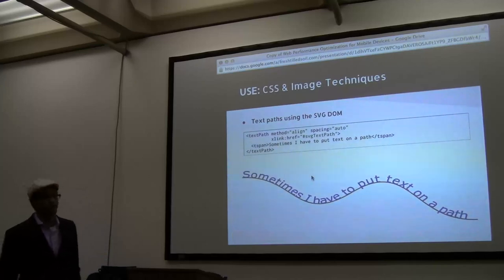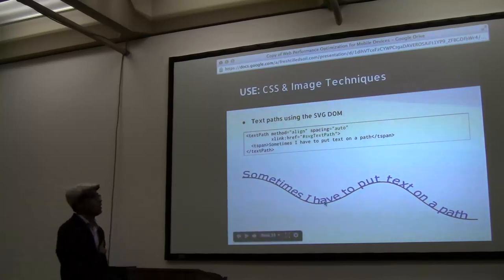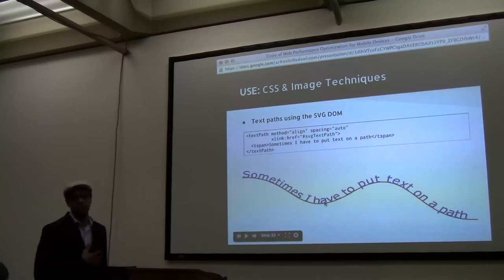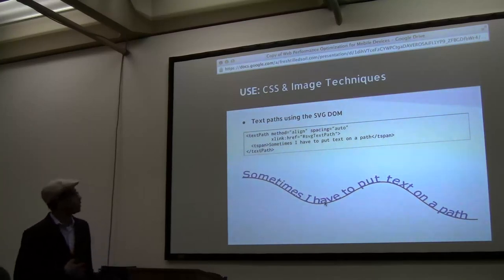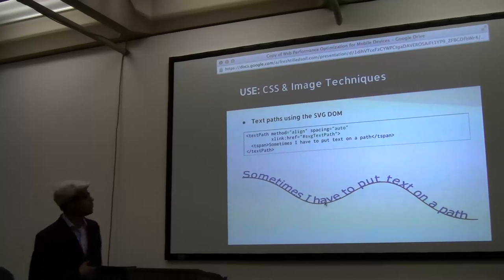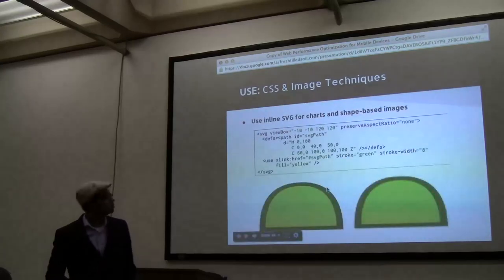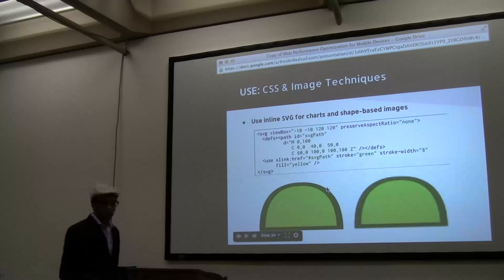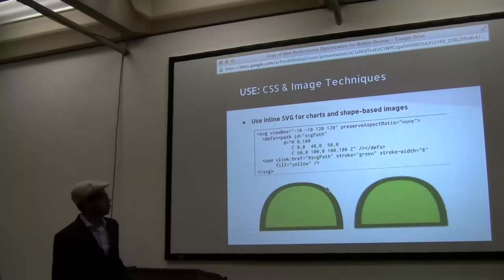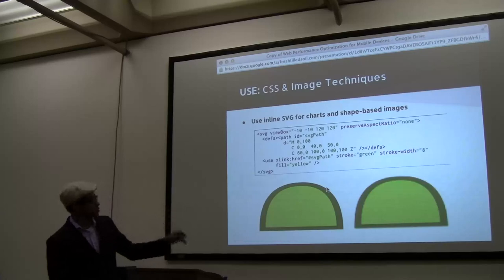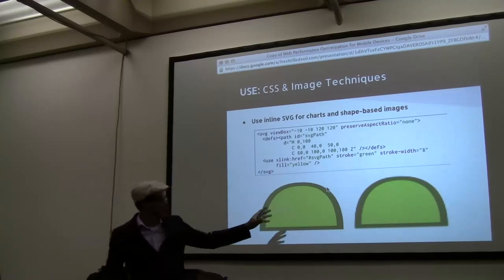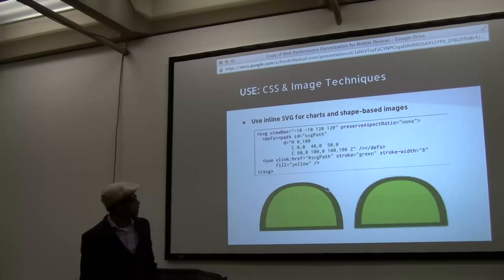SVG. SVG is awesome. This is creating a text path with SVG. This feat would be very, very difficult to do with CSS and JavaScript alone. But now you've got the magic of SVG in the DOM. And you've got it here again. And with doing this inline SVG, you can actually see the difference between the images. This is using a JPEG, so it's like a grainier image. This is using SVG. So you can see the difference in quality without having to download a whole image.